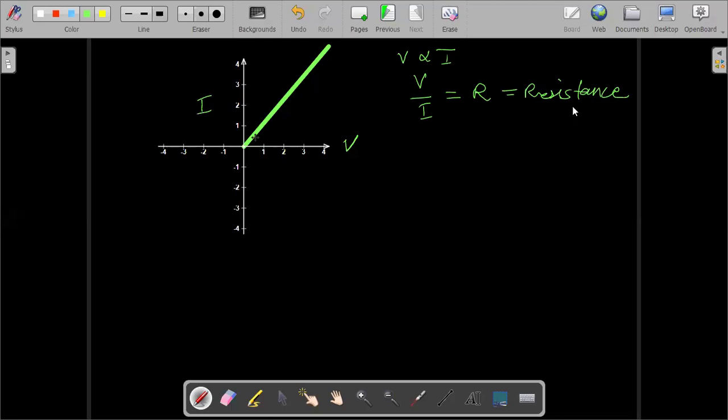Okay, let us see some questions based on it. We'll see some questions based on Ohm's law. See, we are doing this topic 2 times, 3 times so that you should be able to get this topic well. Okay.